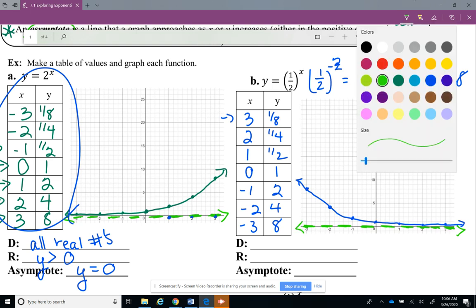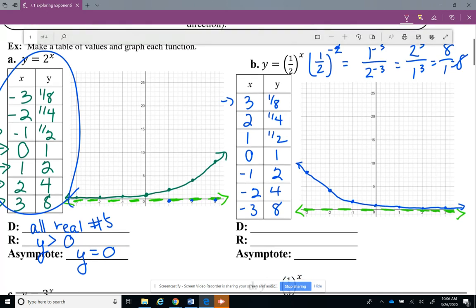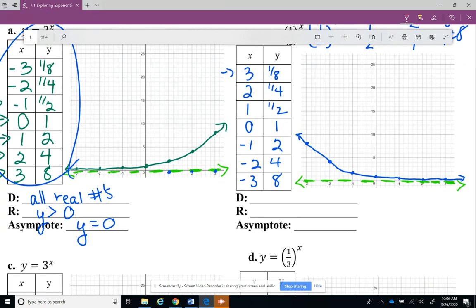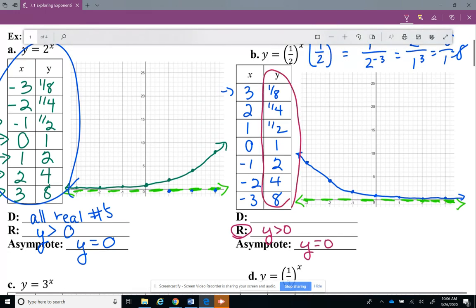Let's go ahead and write what the asymptote is. It's a horizontal line and it's on the x-axis, so y equals 0. That helps me with my range. Y is greater than 0, because if you look at your y's here, what are they? They're all greater than 0. Don't forget your domain is all real numbers.